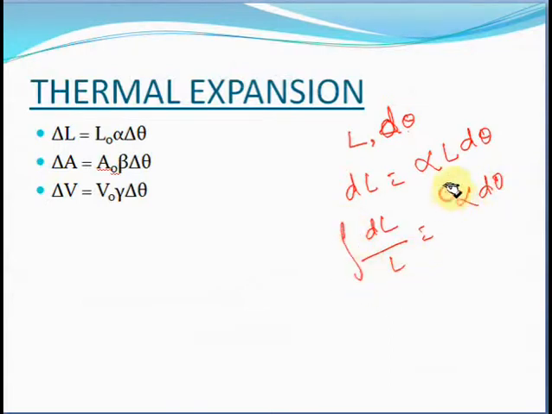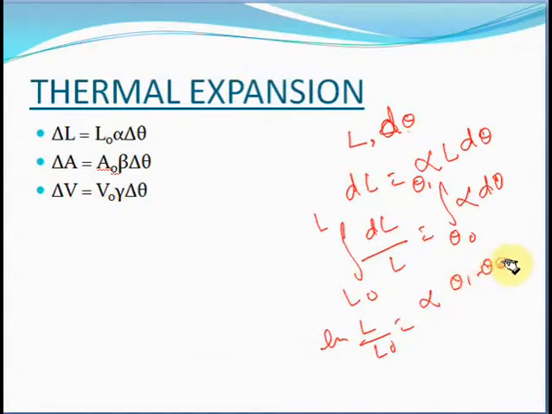And now if we integrate, say when the temperature is theta naught, the length of the rod was L naught, and when temperature increases to theta 1, the length becomes L. So from here we can write ln L by L naught is equal to alpha times theta 1 minus theta naught, which we'll write as delta theta. So we can write ln L by L naught as ln of 1 plus (L by L naught minus 1).